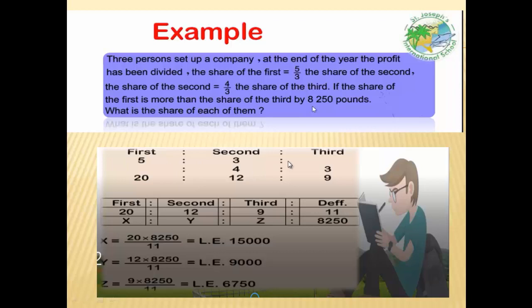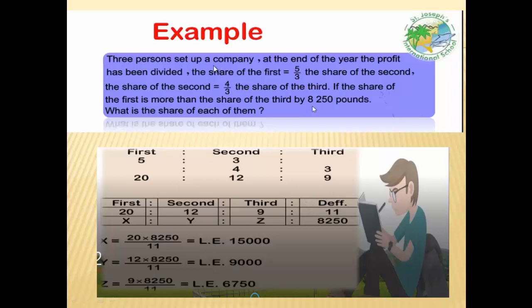We have 3 persons. The first, 5 to 3, the ratios between them. The second 4 to 3, يبقى هنا في 4 to 3. After we do multiplications like we studied before, 5 times 4 equal 20. 3 times 4 equal 12. 3 times 3 equal 9. Then the ratios between 3 persons, 20 to 12 to 9, the first to second to third, and the difference.